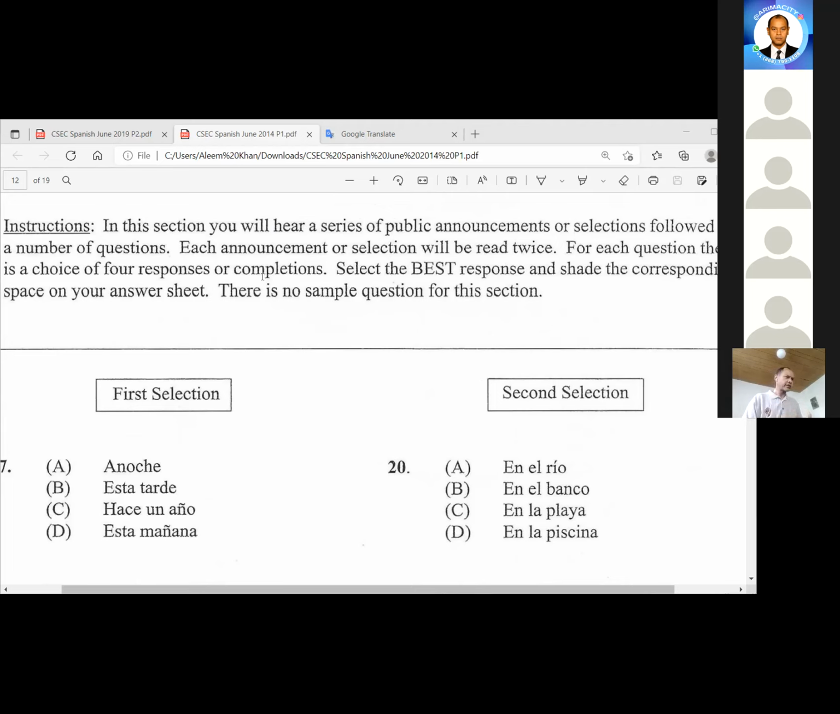Instructions. In this section, you will hear a series of public announcements or selections followed by a number of questions. Each announcement or selection will be read twice. For each question, there is a choice of four responses or completions. Select completion.